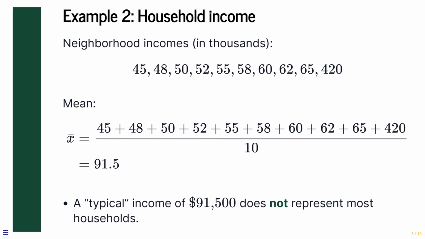For another example, consider annual household incomes in thousands of dollars for a small neighborhood. Most households earn between $45,000 and $65,000 per year, but one household earns $420,000. The mean income is $91,500. A typical income of $91,500 does not reflect the reality for most households in this neighborhood. The single high-income household pulls the mean far above where the majority of incomes lie. This is why average income statistics are often criticized.